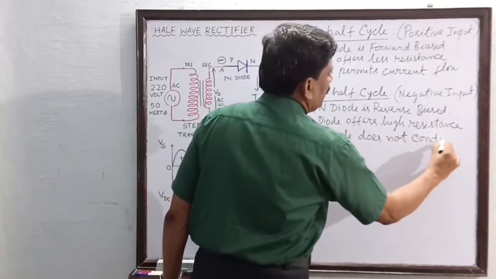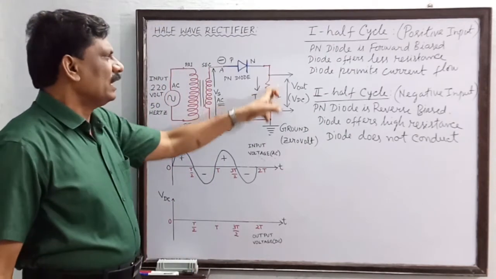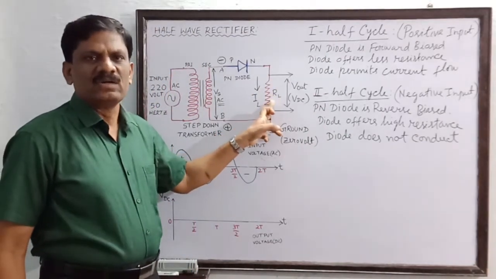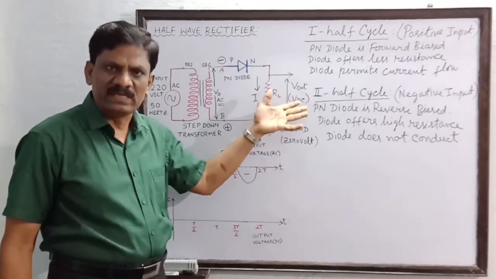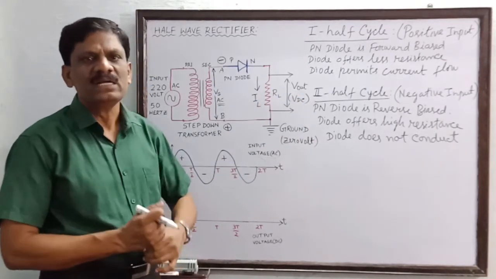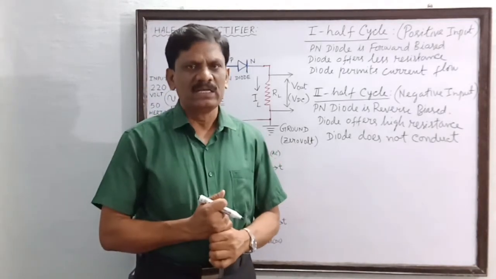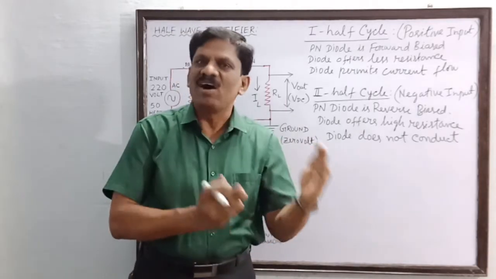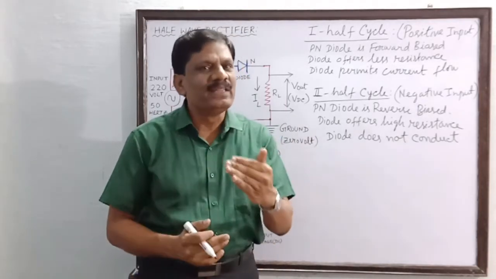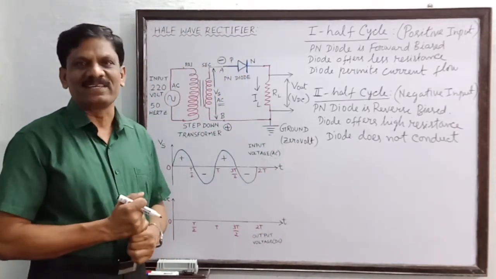So there is no current flow along the load resistance. So there is no current, which means the IR product will be equal to 0. There is no output voltage across the resistance. So one full cycle is now over. What should happen next? You can guess now. The third half cycle. So what should be the polarity of the third half cycle? It is positive once again.